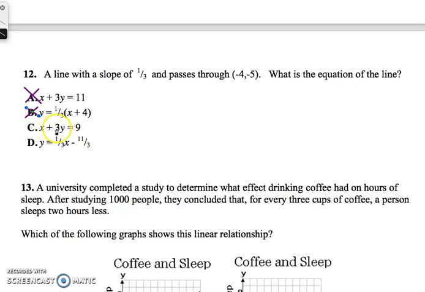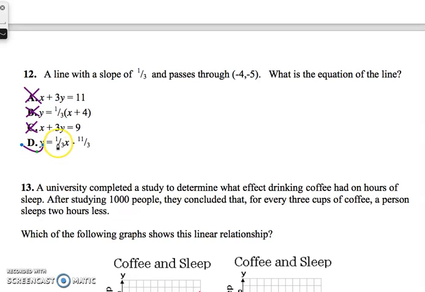Letter C, you'd have -4 plus 3 times -5. So -4 plus -15 is not 9. It's going to be a negative value. It's not going to be a positive 9. So it looks like letter D has to work here.